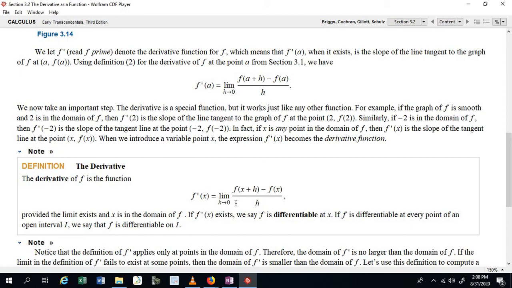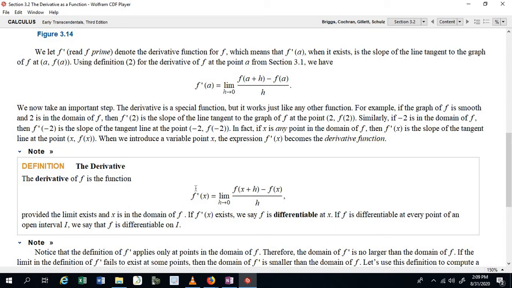Okay, so this is now called the derivative of f. And it's a function, right? It depends on this variable x. So it's a new function. And of course, we denote it with a prime, just like we did here. Okay, so the derivative of f is this function, f prime of x, and that's equal to this limit, provided the limit exists. Sometimes limits do not exist, okay? So provided the limit exists, and also provided that x is in the domain of f.